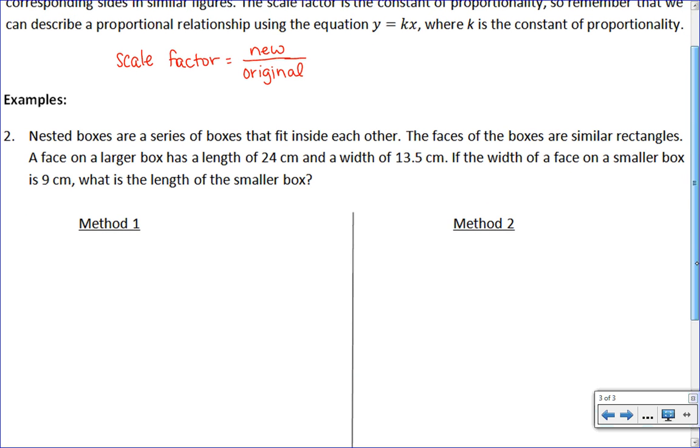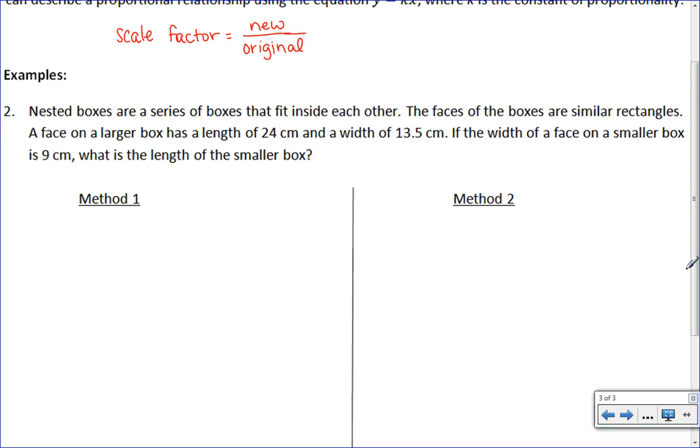Okay, so method 1 is just like what we would have done on the previous page. So we would first look at the two figures that we have and look at what lengths correspond. So we have a face on a larger box has a length of 24 centimeters and a width of 13.5 centimeters. So let's make sure we group the lengths together and also that we group the widths together. So for the larger box, the length is 24 centimeters and the width is 13.5 centimeters.